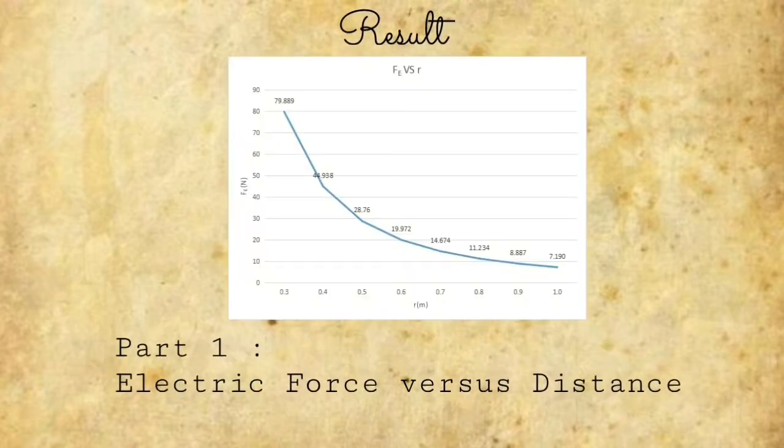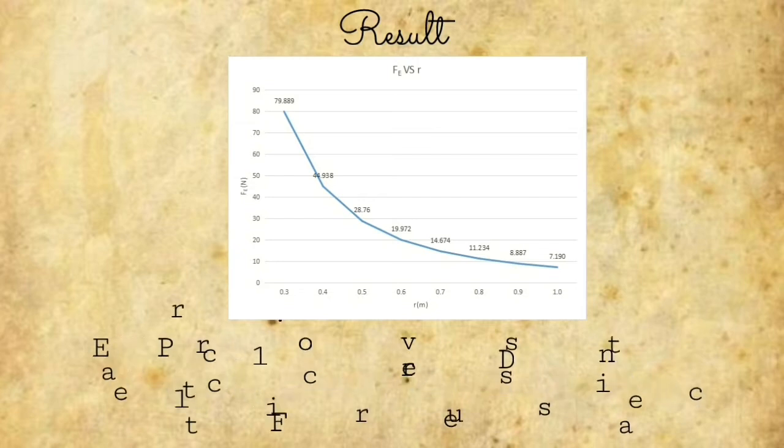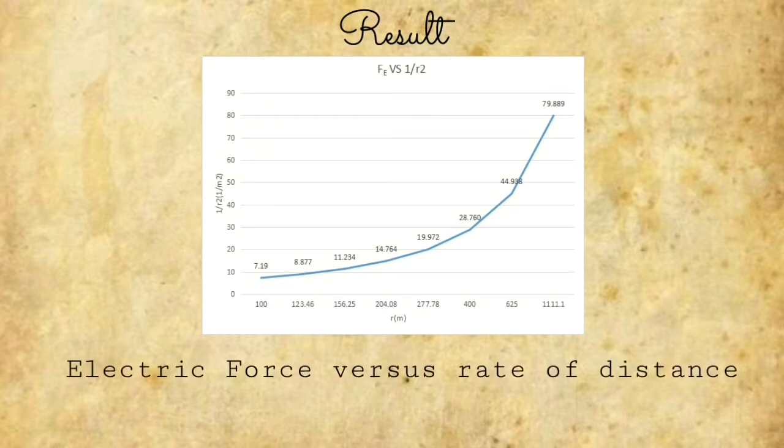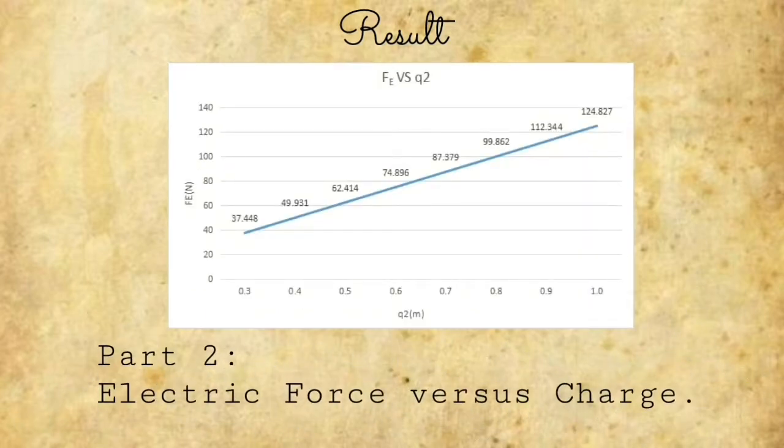From part 1, the result is shown in the graph of electric force versus distance. We can see that when the distance between the 2 charges increases, the electric force decreases. For the graph of electric force versus the inverse of distance, we can see that the higher the inverse of distance, the higher the electric force. For part 2, the result is shown in the graph of electric force versus charge. This graph shows that when the charge increases, the electric force increases.